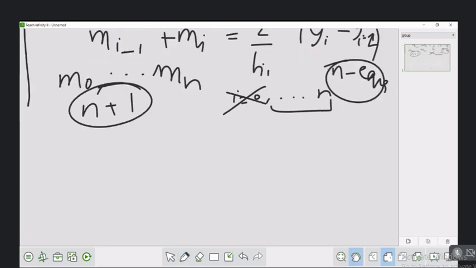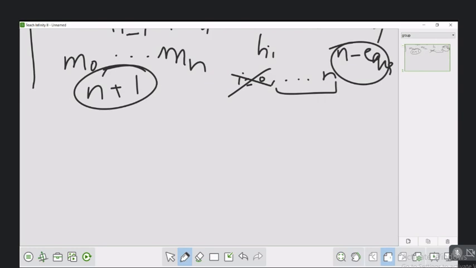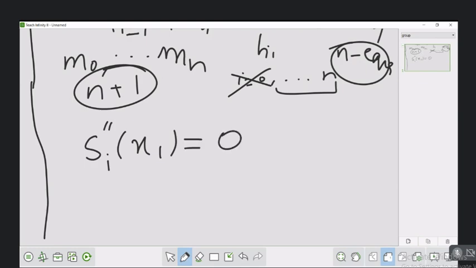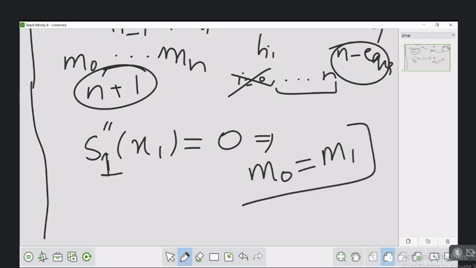So how do we get that equation? To get that equation, we place an extra condition on our spline. It is just one, okay? It will give me m naught equals m1. This is one more equation. So when you solve these equations, you'll get all the mi's, and you put all the mi's in equation 2. You'll get the required spline.